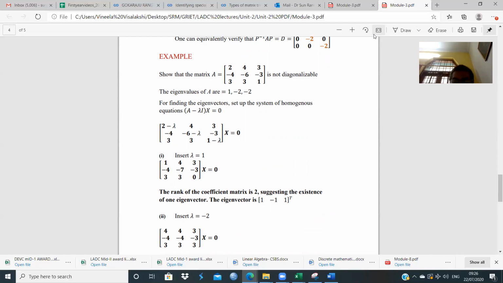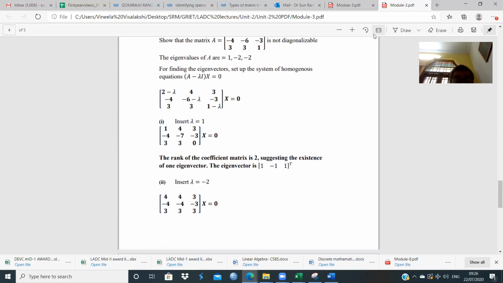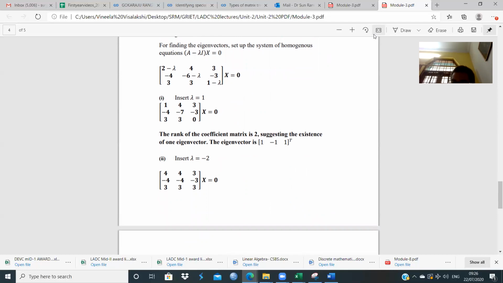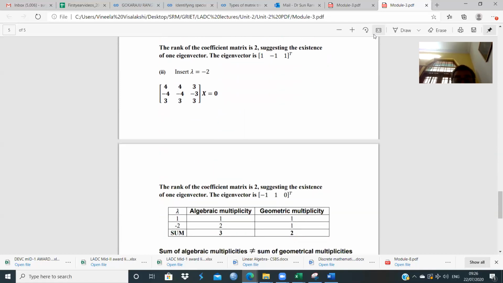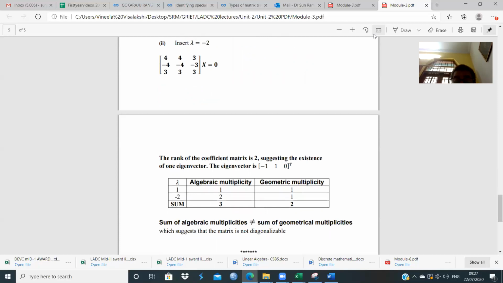And when we take lambda equal to minus 2 and plug it into (A minus lambda I) x equal to 0 and find the rank of the coefficient matrix, we get rank 2. Therefore, the number of eigenvectors will be n minus r, 3 minus 2, which is equal to 1. So only one eigenvector for lambda equal to minus 2. Because the sum of the algebraic multiplicities is not equal to the sum of the geometric multiplicities, this matrix A cannot be diagonalized. So the key concept of diagonalization has to be understood.